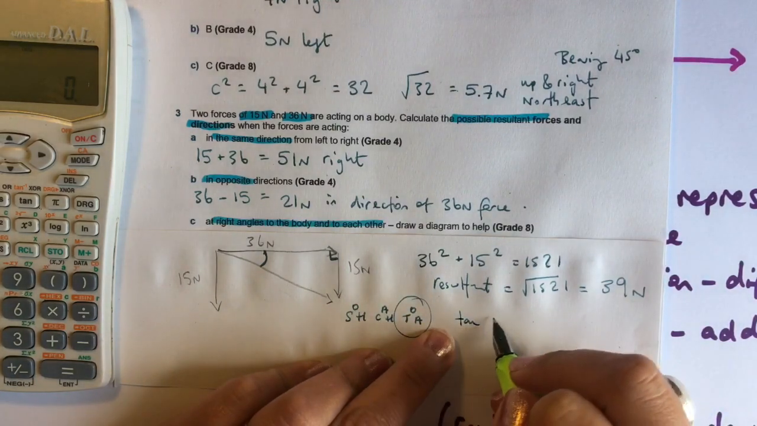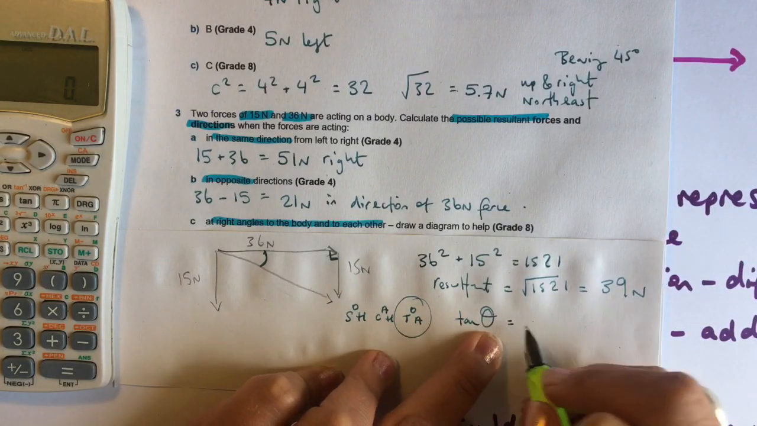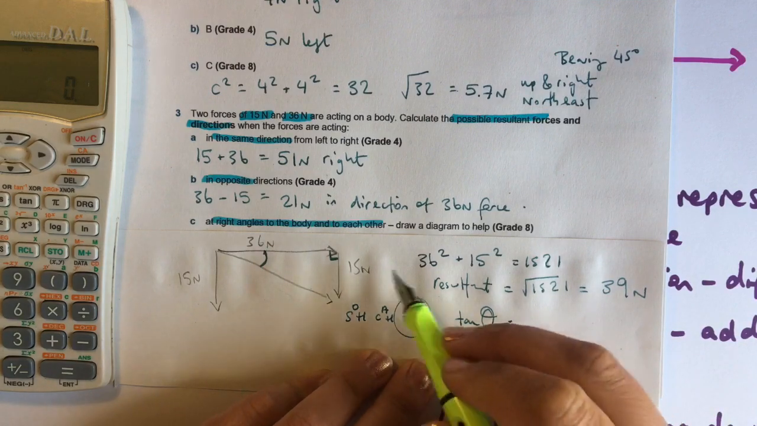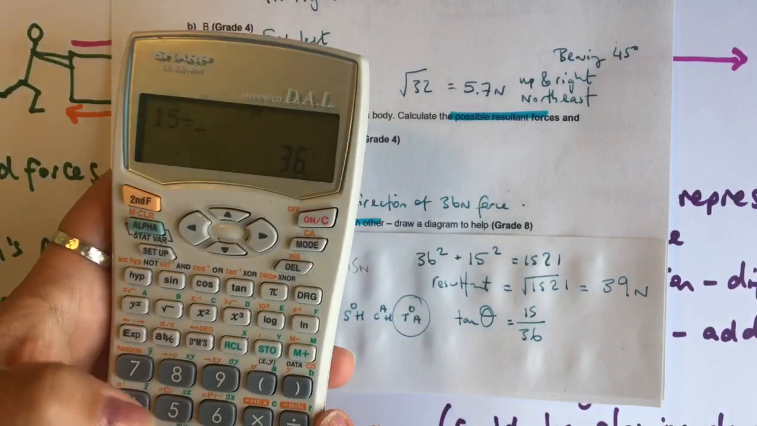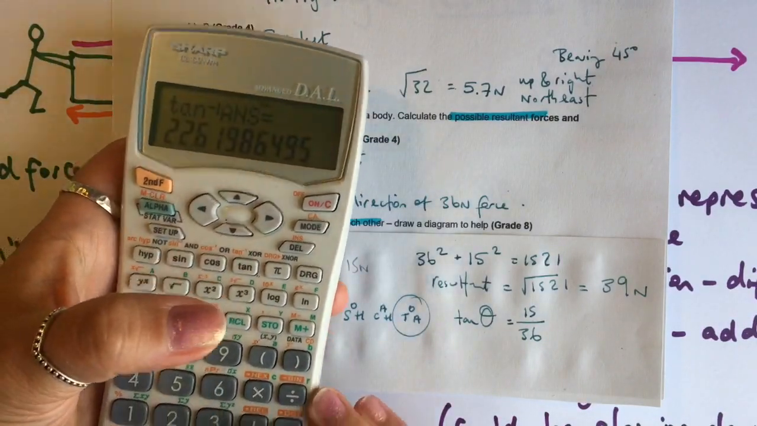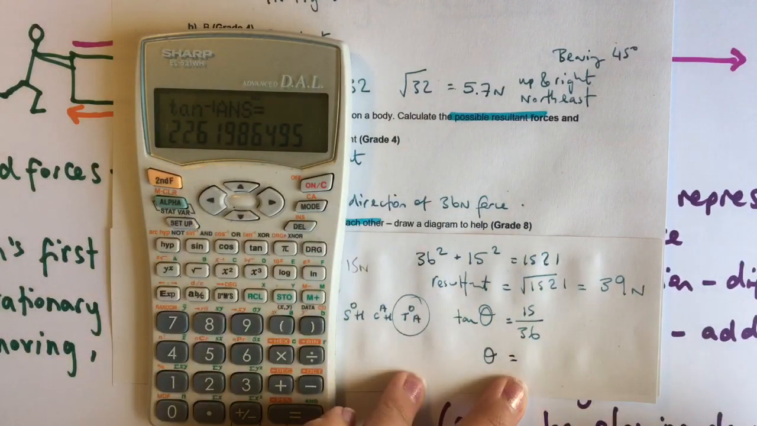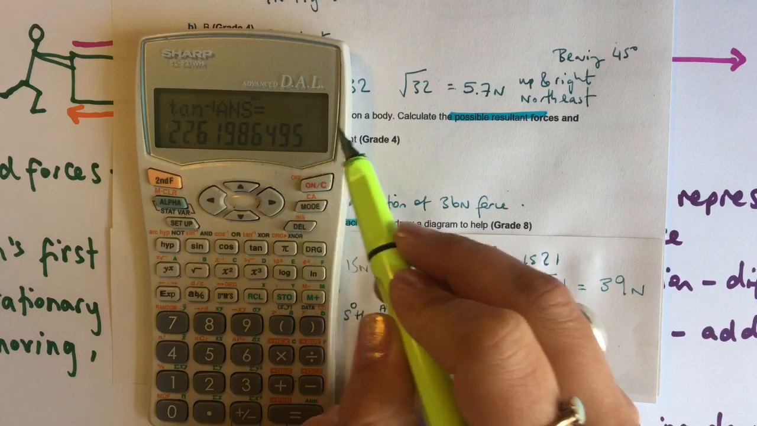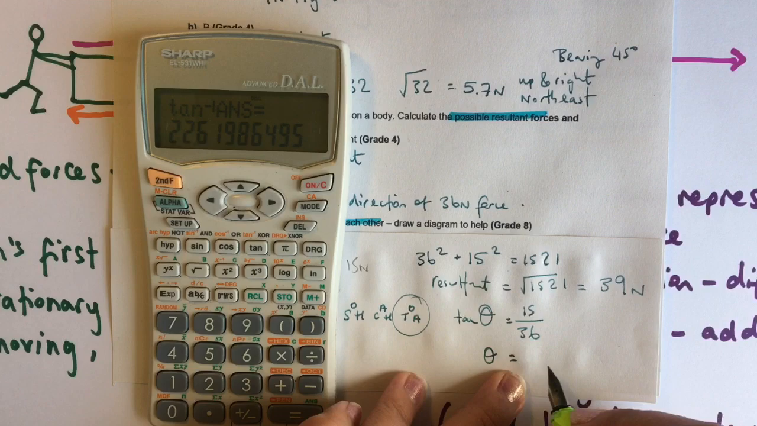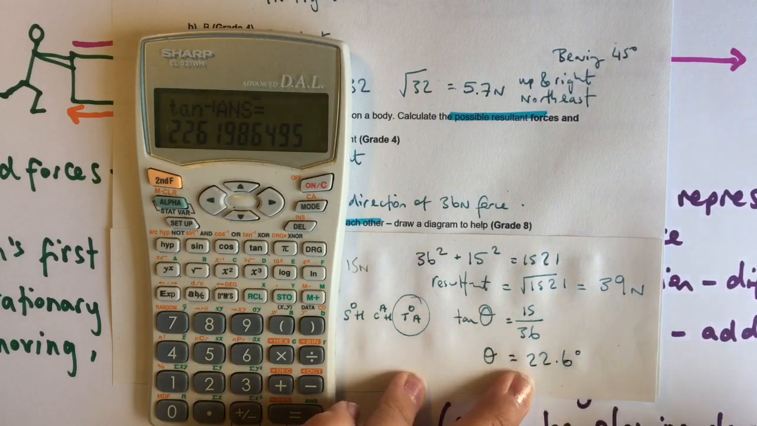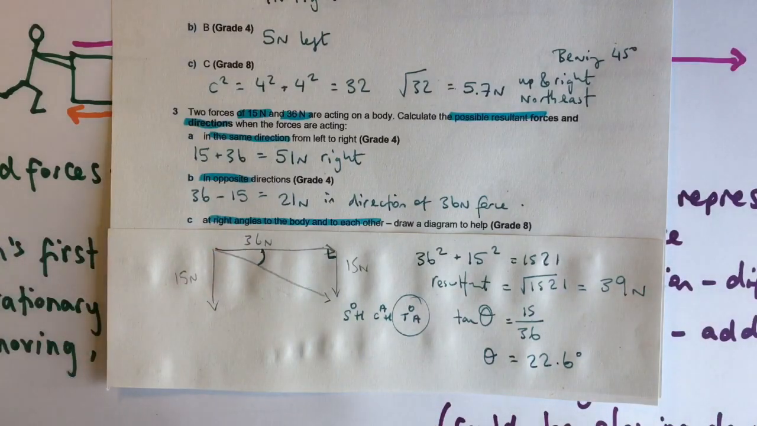So I know that tan theta, theta being the angle, is going to be equal to the opposite over the adjacent. The opposite is 15, and the adjacent is 36. 15 divided by 36 equals, and then tan to the minus 1. Sorry, I don't know why I pressed divide. So therefore, theta is going to be 22.61986, blah, blah, blah. So let's just do it to 3 significant figures, 22.6 degrees, and that's from the 36 Newton force.